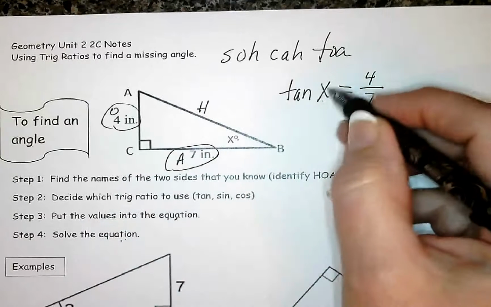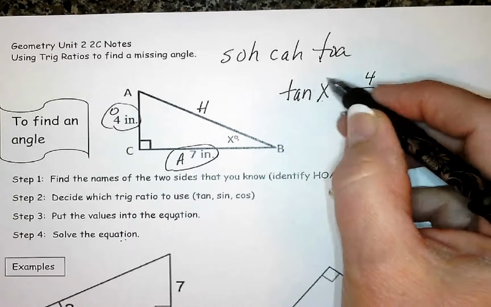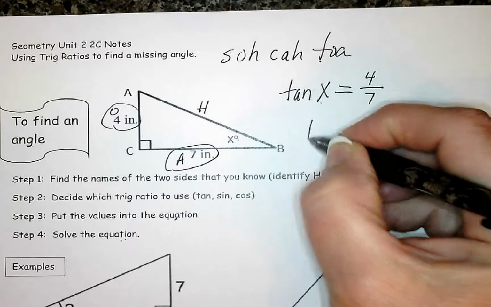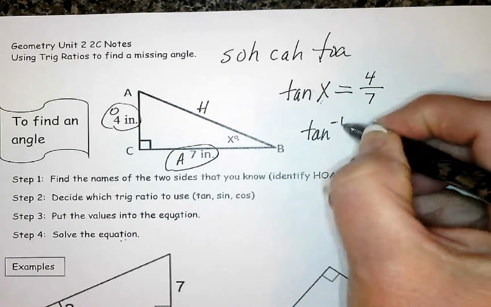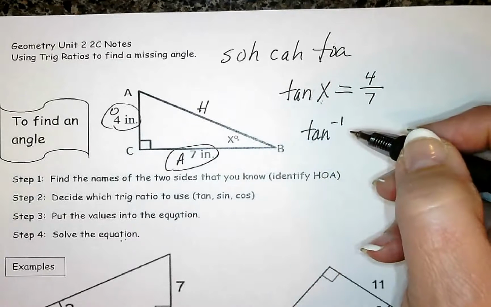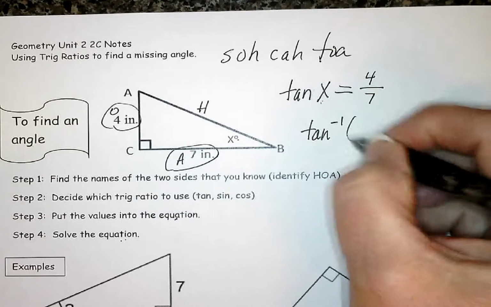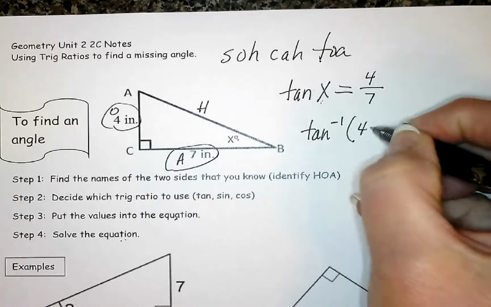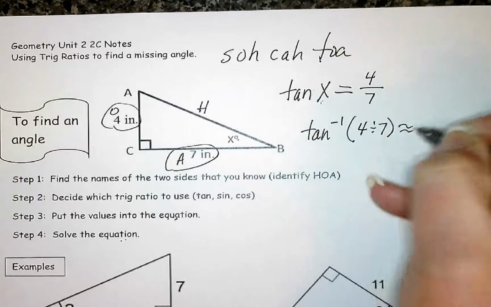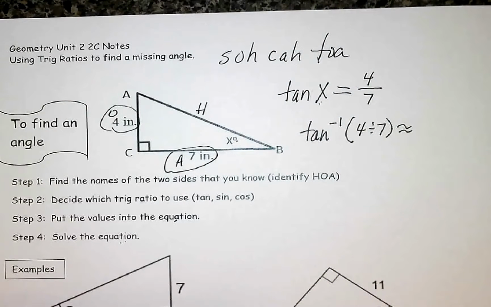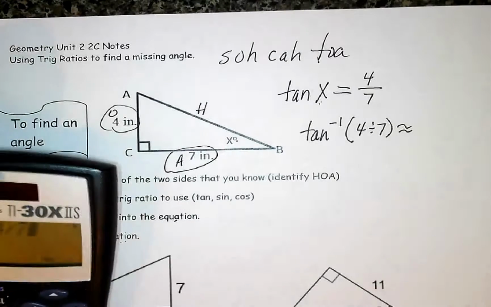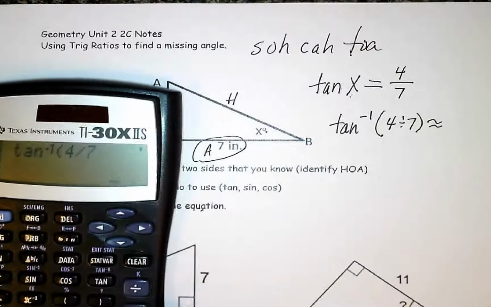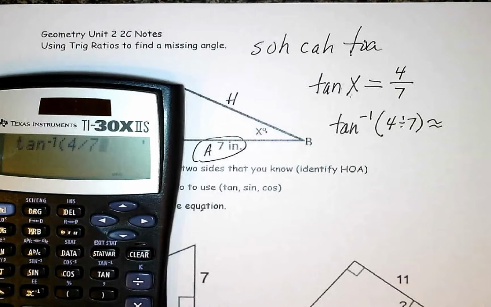Now we're going to solve it. Okay, so anytime we want to find x or find the angle, I'm going to push in tan to the -1, which means the second function and then tan, and then I'm going to let the calculator do this division for me. And when I do that, I'm going to go inverse tan 4 divided by 7. So it should look something like this: inverse tan 4 divided by 7.